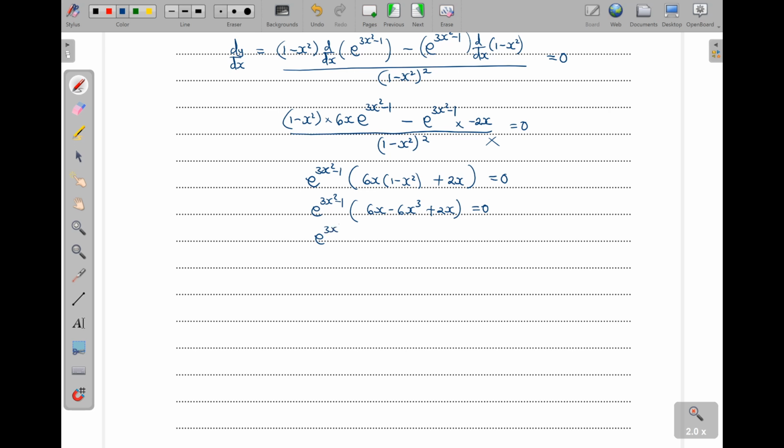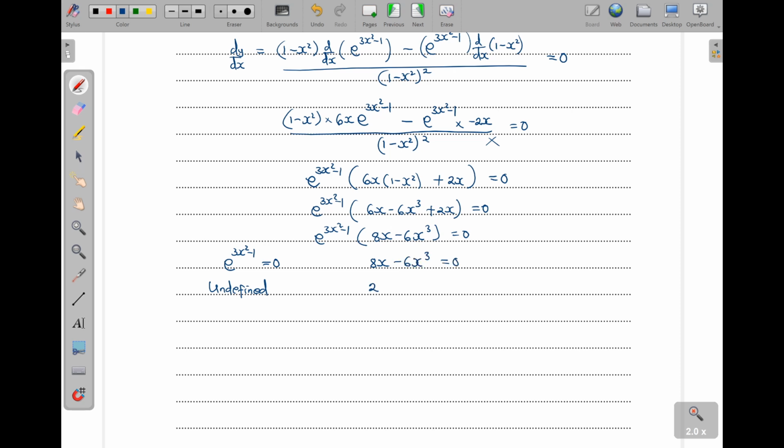So e to the power 3x squared minus 1 times 8x minus 6x cubed. We equate it to 0, but of course the exponential one is never going to be 0, because there is no number we are going to power with e and then get a 0. That's why we don't have logarithms of negative numbers. Logarithm of a 0 is not there, even of negative numbers. Then now here we have 8x minus 6x cubed is equal to 0.